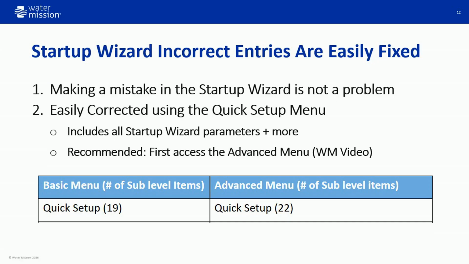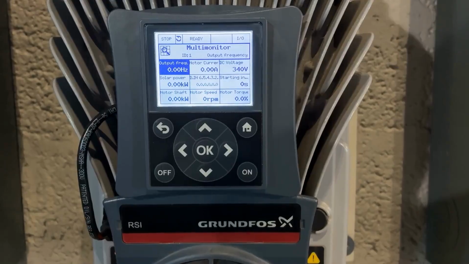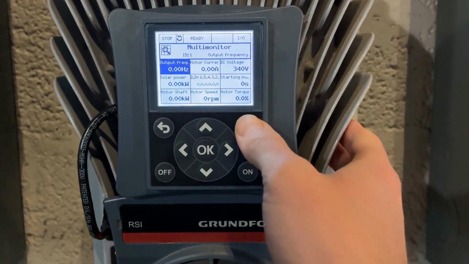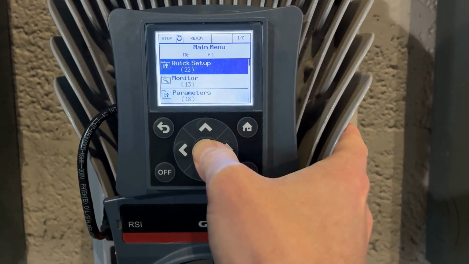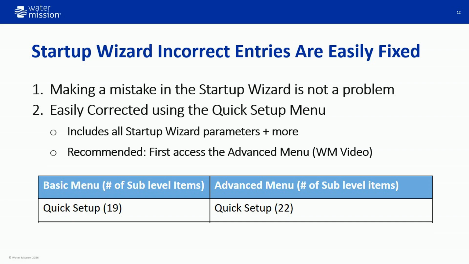The Quick Setup menu includes all of the startup wizard parameters plus several additional parameters, and it is often faster to edit those parameters in the Quick Setup menu rather than going back through the whole startup wizard. The Quick Setup menu can be accessed by pressing Home, Main Menu, and then Quick Setup. Make sure to check out Water Mission's other RSI training video on the Quick Setup menu.